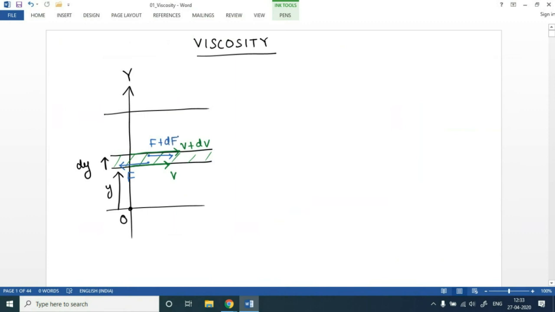The expression of this force here will be given by F is equal to minus eta times A into dV by dy. That is a simplified expression for viscous force. This expression is for viscous force here, and we are going to look into each and every term of this expression.